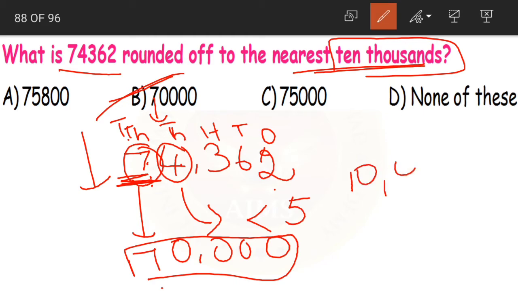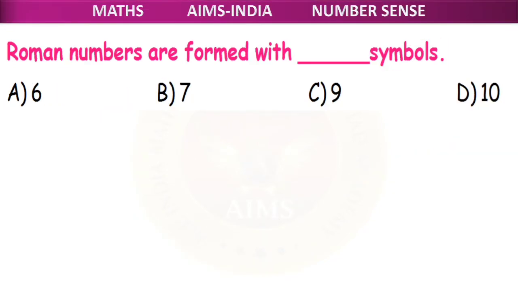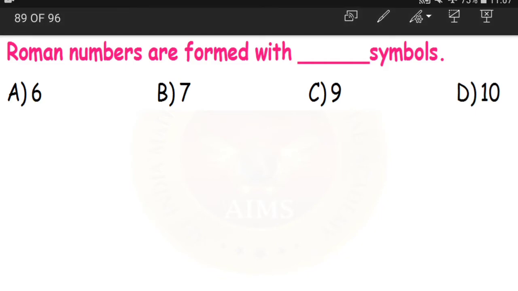Or you can write 10,000 here. In 10,000 we have 4 zeros. So in the rounded off number also we should have 4 zeros. Okay? Yes. Moving on to the next question.